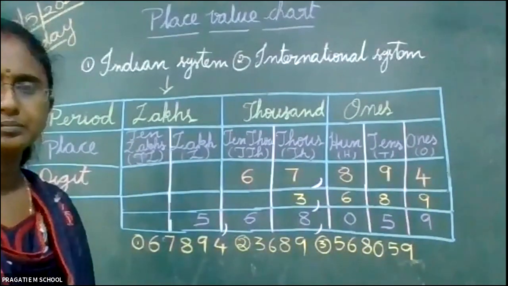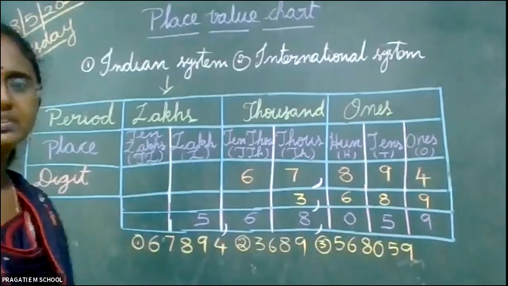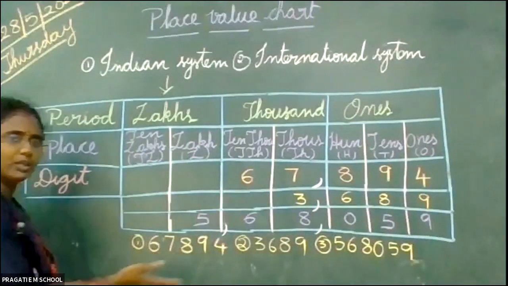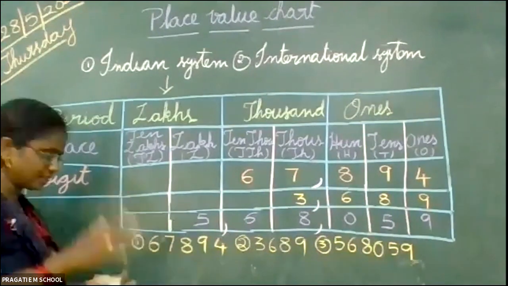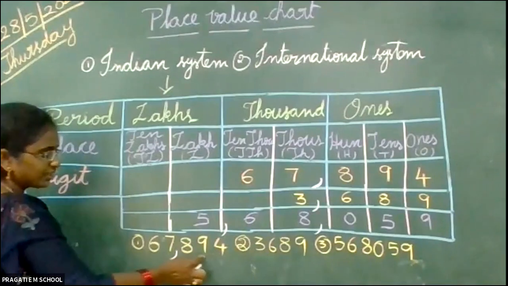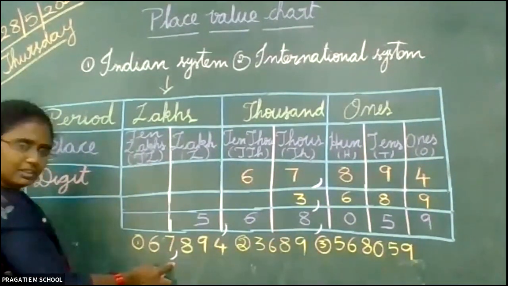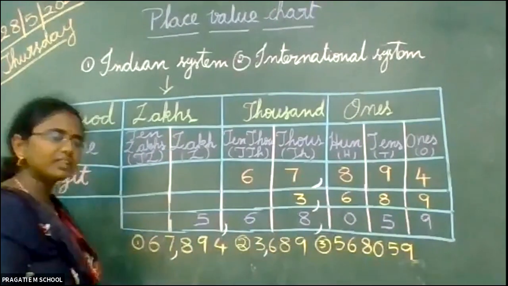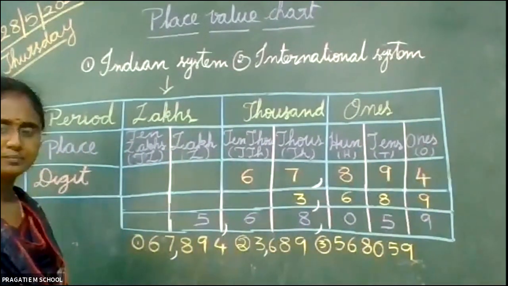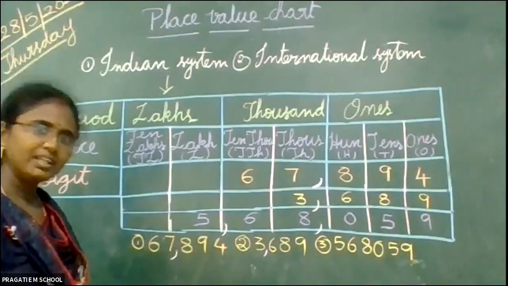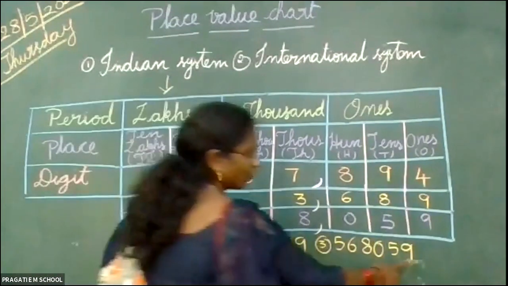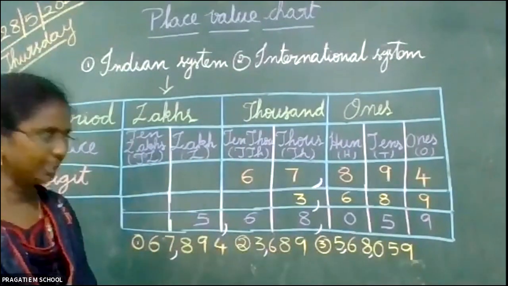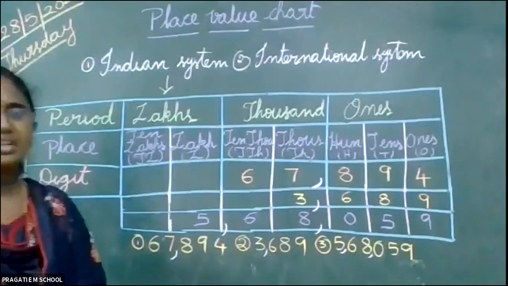Okay, children? So, come to these numbers. You have to keep the commas there also. What I told you: ones, tens, hundreds before the comma. 67,894. And here also, ones, tens, hundreds, comma: 3,689. And the next number: ones, tens, hundreds, comma, thousands, ten thousands, comma, 5 lakhs, 68,059.